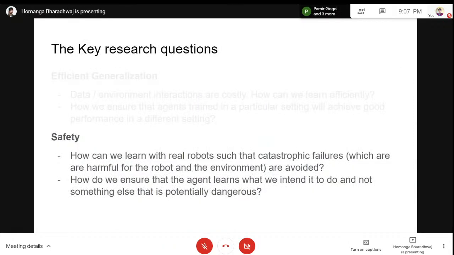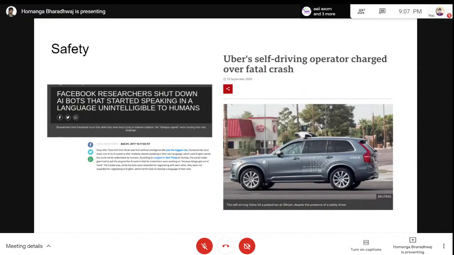Now, switching gears to safety, how can we learn with real robots such that we avoid catastrophic failures? For that, I'm sure you might have seen news of Uber self-driving cars crashing into pedestrians, which is obviously an unintended consequence of deploying an algorithm on these cars. So safety is very important for these real-world applications like autonomous driving. And related to the other issue of AI alignment, there was this news about Facebook AI bots that started speaking in a language that is not intelligible to humans. So humans don't understand this language, and that was obviously an unintended consequence of their algorithm being deployed.